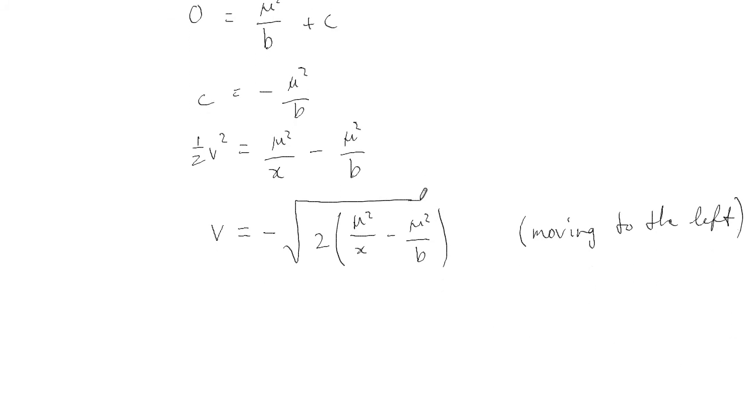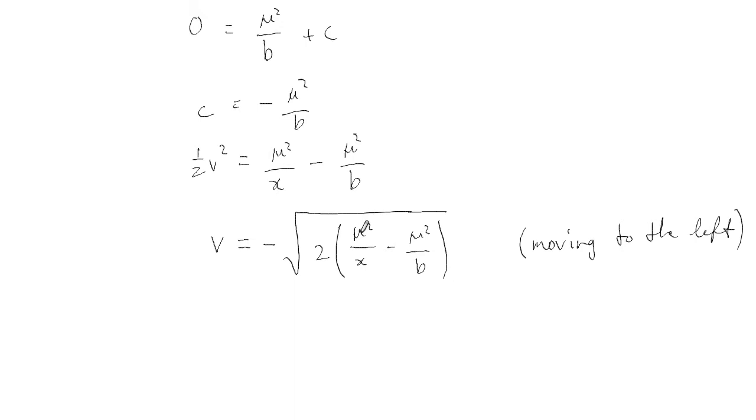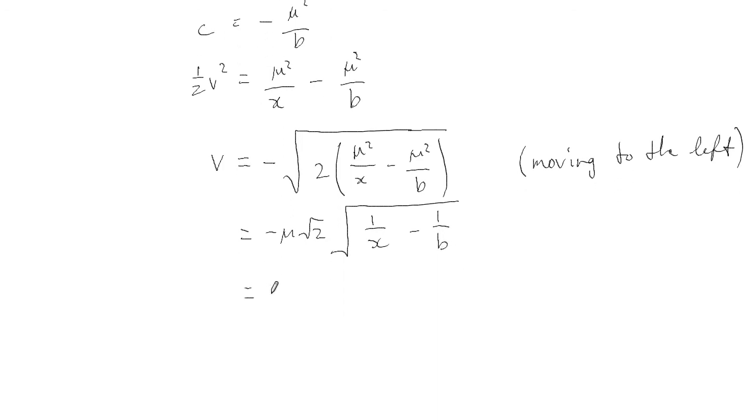Okay, so we just need to manipulate this until it looks like what we want, which is this. So they've taken out a mu and a root 2, and then they've combined the fractions into one fraction with a common denominator. So we've got that mu squared on both of those. We'll take that out, and the 2, so we get minus mu root 2. And then we have 1 on x minus 1 on b. So we can make a common denominator there, and that'll be b minus x, and there it is.